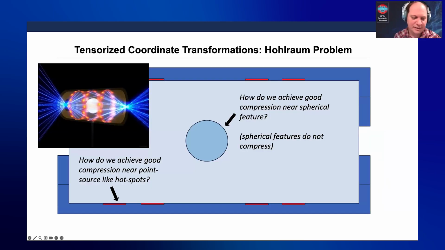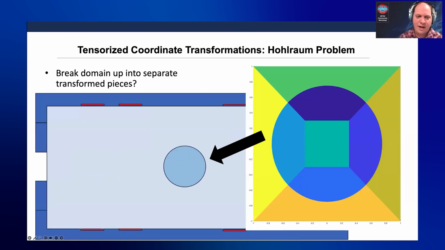All right, so what are we currently doing? You remember the ICF problem I showed you on the first slide? Here we have a 2D mock-up where these red lines are small source regions, and then you have these thick walls and the thin region in the middle, and a spherical feature in the middle of the domain. With tensor networks, it's frequently difficult to compress spherical features, because if you lay a circle on a Cartesian grid and take the SVD of that, it does not have a reduced representation. So how could we get around that?